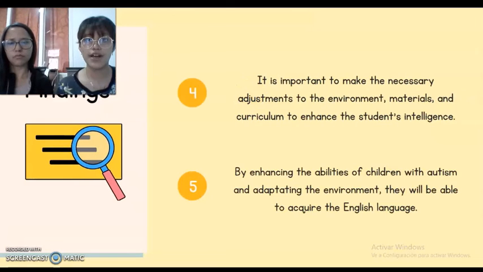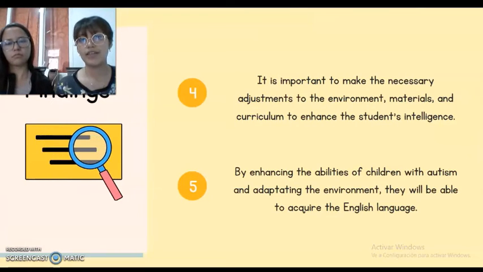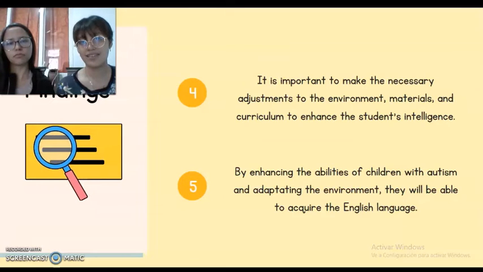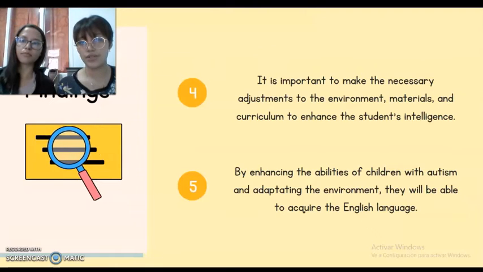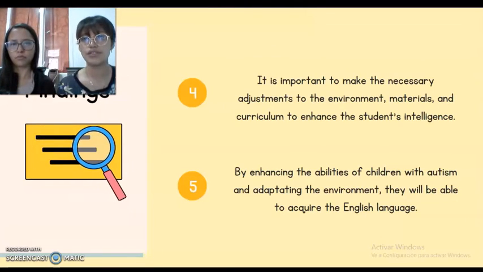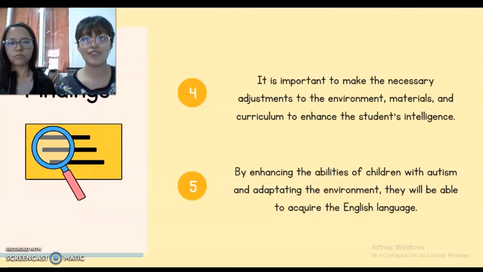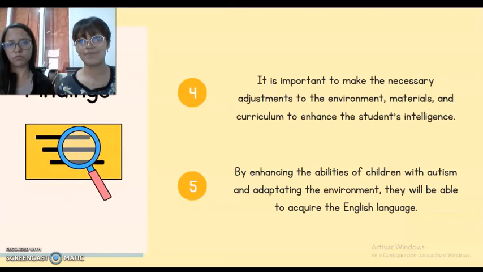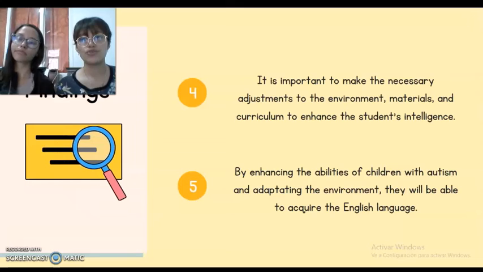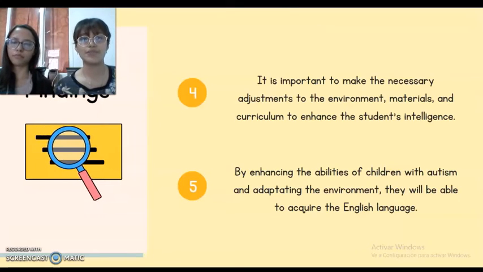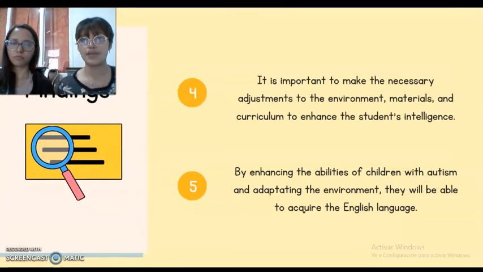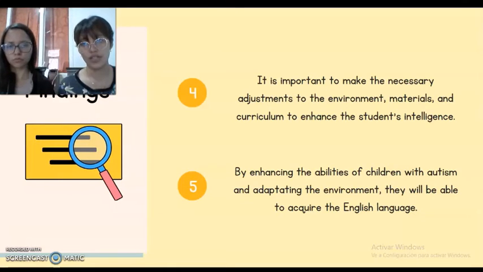Now the other finding is that it is necessary to make the necessary adjustments to the environment and the materials and the curriculum to enhance the students' intelligence. So it is not just enough to identify the needs of the children, but you will also need to make the necessary changes to the school, to the classroom, in order to create an environment in which the children can be safe and can acquire the English language.